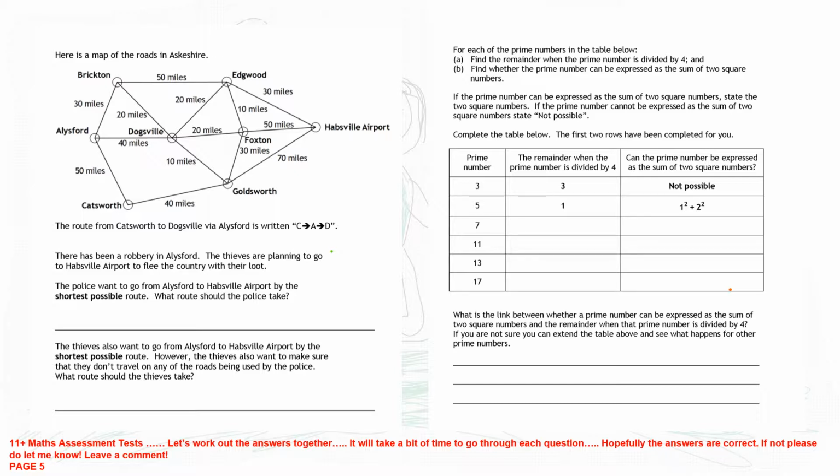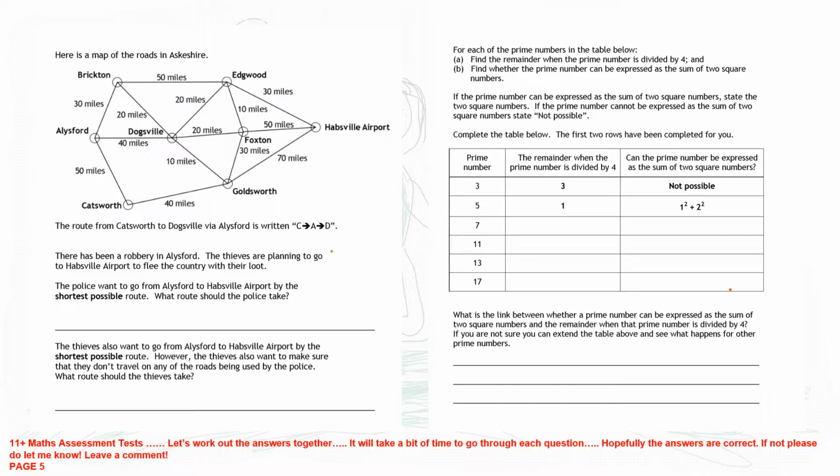The question here is a map of the roads in Lancashire. So we have all these places here: Brighton, Aylesford, Chatsworth, Goldsworth, Foxton, Dogsville, Edgewood, Habsville Airport. And our answer has to be the routes. When we show it, if you are going from Chatsworth to Dogsville, Chatsworth should be at the first, Dogsville should be at the end, and the roads in between come in between, so it's like C to A to D.